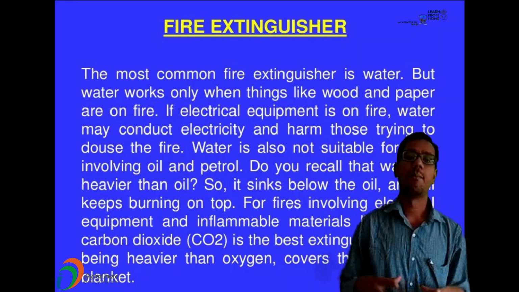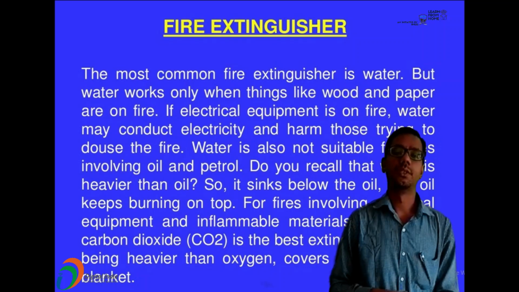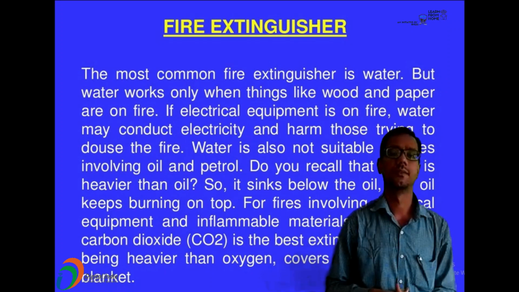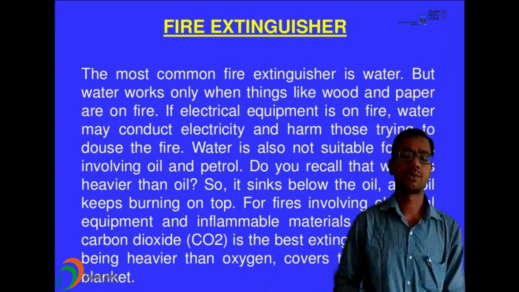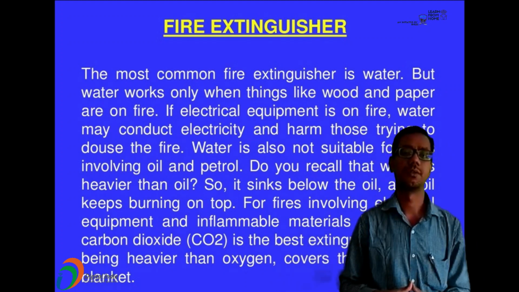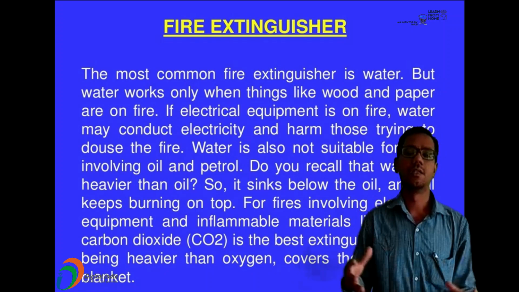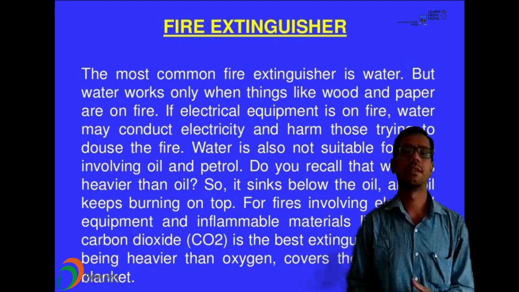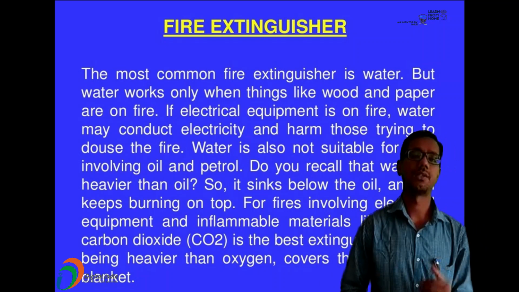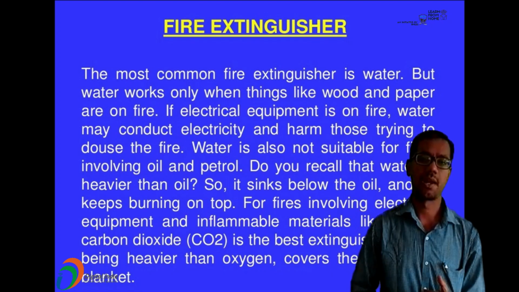So it acts as a blanket, and this CO2 avoids direct contact of oxygen with the fire. So this is the best mechanism of carbon dioxide as a fire extinguisher. Apart from this, carbon dioxide also decreases the elevated temperature of the combustible substances on which the fire has caught. So this mechanism you can learn in the next slide.